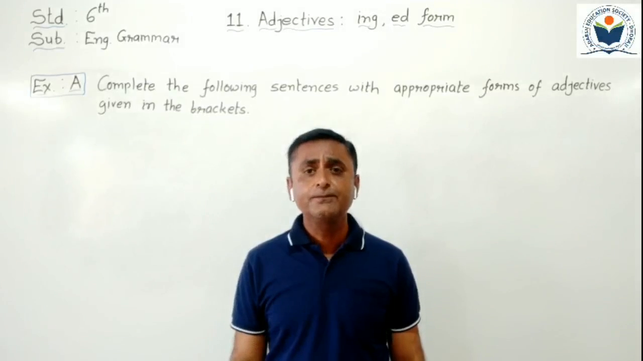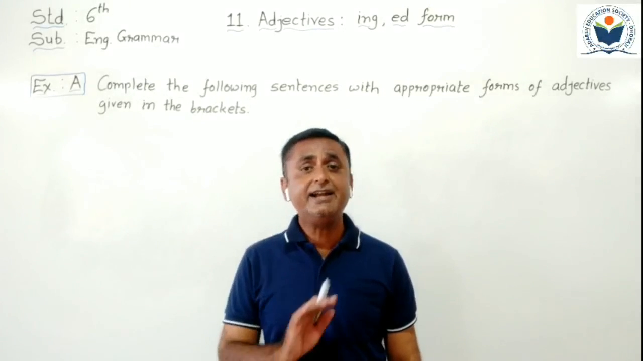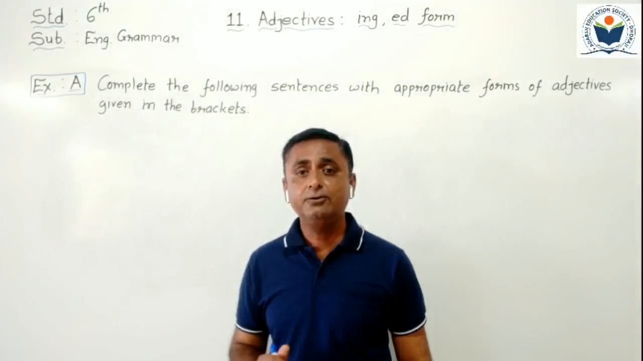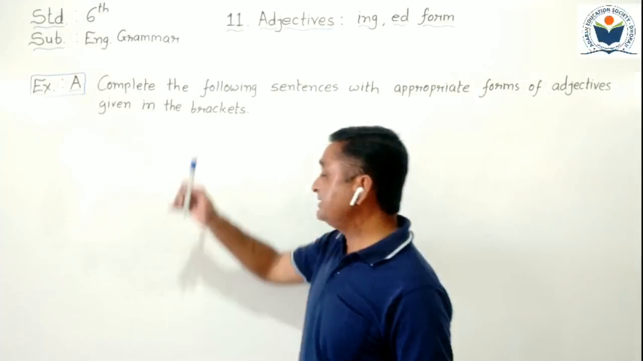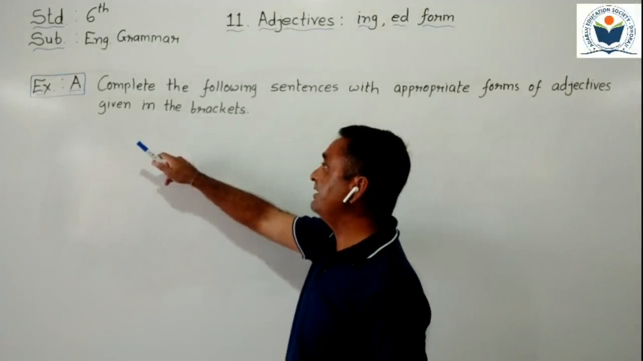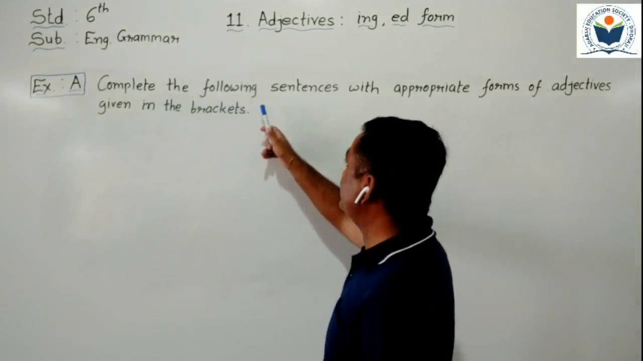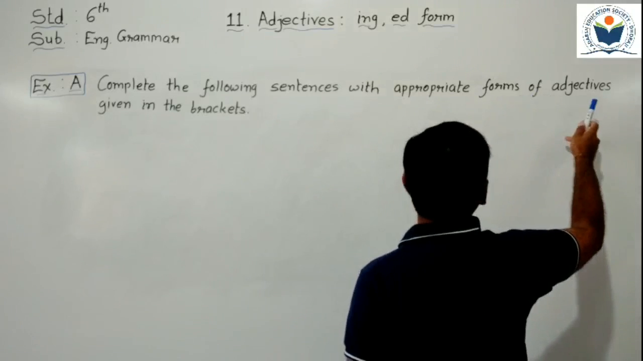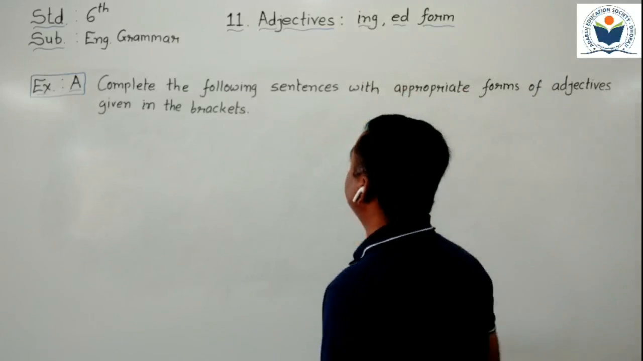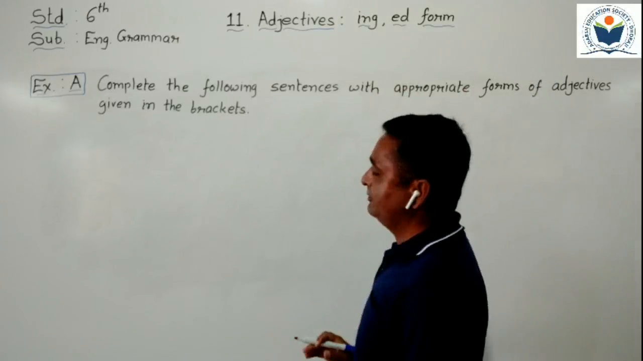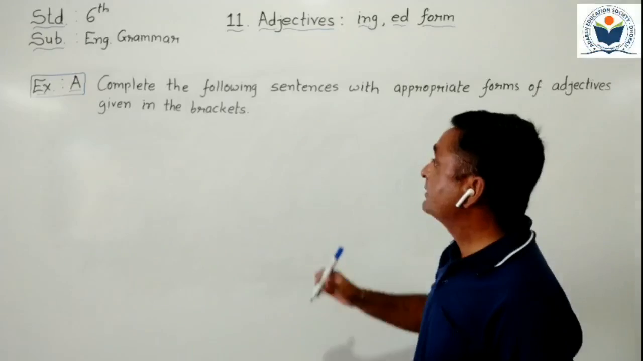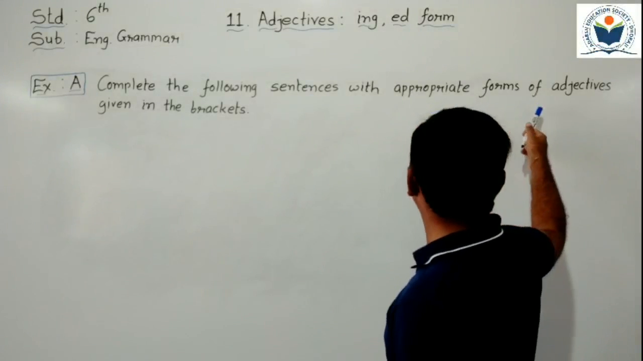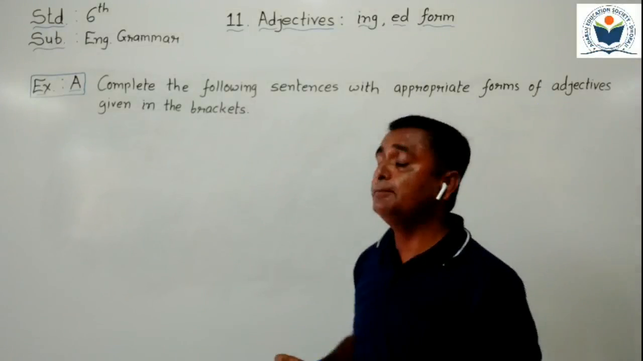First of all, exercise A's heading is given here. We have to understand it, then we have to do the exercise. Exercise A's heading is: Complete the following sentences with appropriate forms of adjectives given in the brackets. Now what we have to do in that exercise? Complete the following sentences with appropriate forms of adjectives given in the bracket.